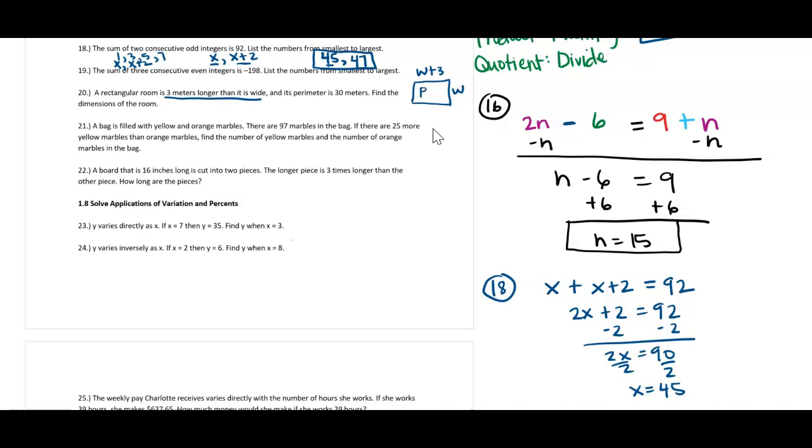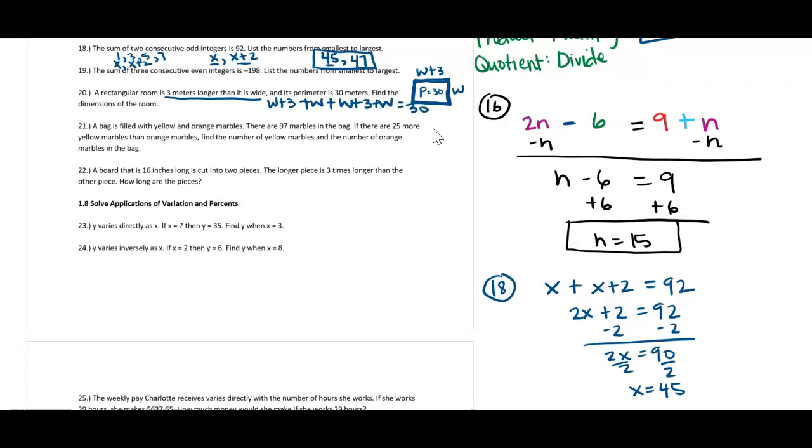Then I know my perimeter is 30, and remember, perimeter is around the outside, all the sides added together. So if I was to set this up, I would want to add those together. I don't know what that side is, it's W plus 3. This side is W, and I need to know this side, which is another W plus 3, and then the last side is W. And that's going to equal 30. I ran out of room there.